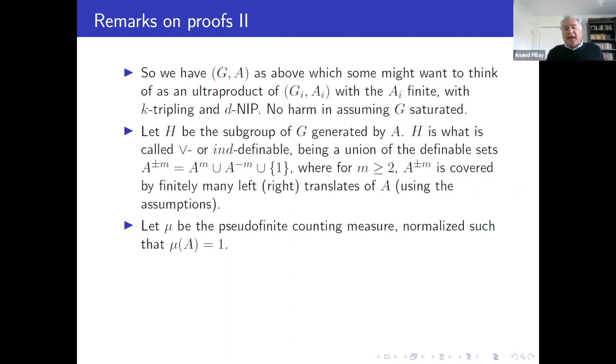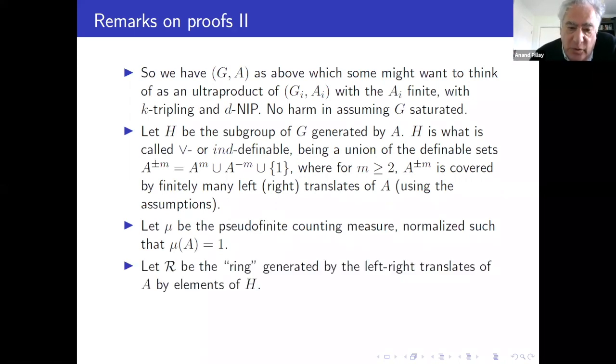We have a pseudo-finite counting measure, normalized such that it makes the size of A equal to 1. This comes actually for free from thinking about A as finite in the sense of the model. Anyway, it doesn't matter. This is a measure where certain subsets of G get a measure which is a real number, not a non-standard real number, and such that the measure of A is 1. So this is the analog of the counting measure that we use to measure cardinalities.